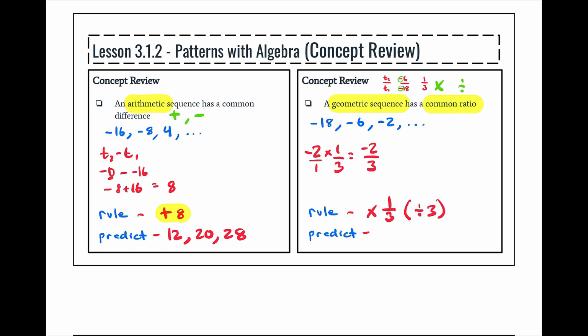So my next term happens to be negative 2 over 3. Now I'm going to multiply that by 1 over 3, and I get negative 2 over 9. And I'll multiply that by 1 over 3, and I end up with negative 2 over 27. And at that point, we're done.